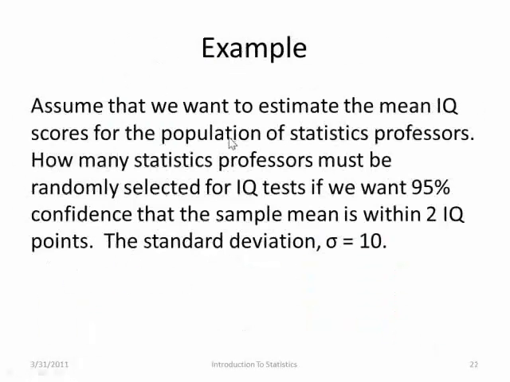All right, so let's take a look at this example. Assume that we want to estimate the mean IQ scores for the population of statistics professors. How many statistics professors must we randomly select for an IQ test if we want to be 95% confident that the sample mean is within 2 IQ points? The standard deviation is 10.